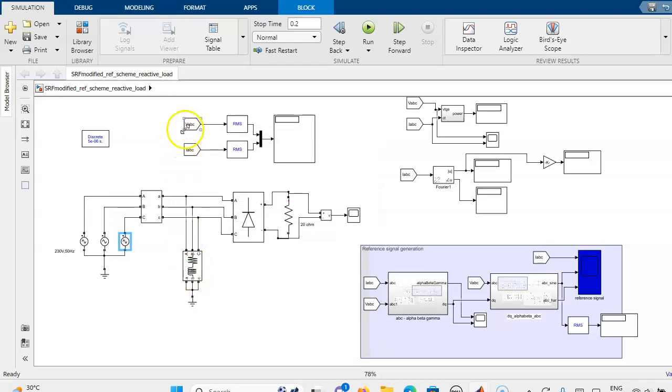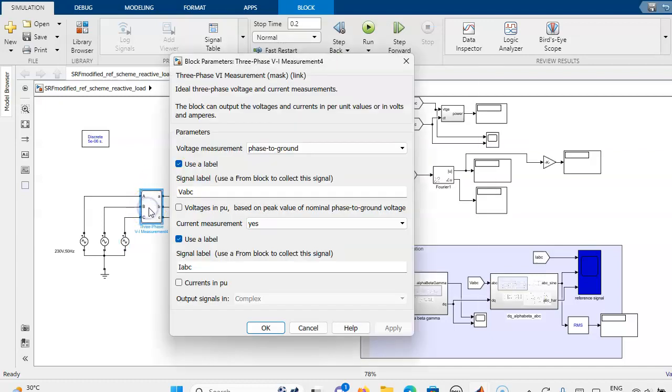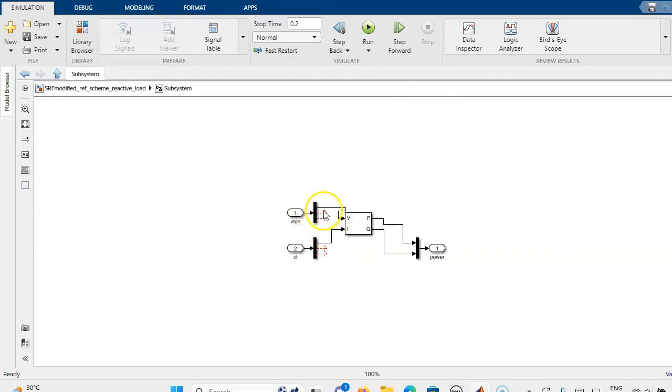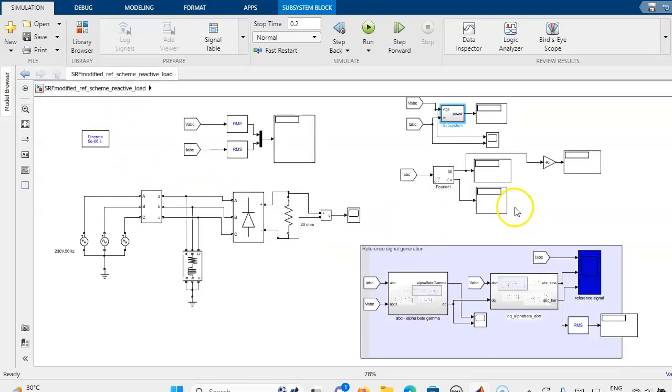Then the RMS value is calculated for the voltage VABC and IABC. This is the voltage and current measurement block. We are using the label VABC for voltage and IABC for current. Then we are finding the power, voltage and current using the single phase power unit only. We are using the Demux, taking the R phase voltage and current, and it is connected to the Demux to get the active power and reactive power.